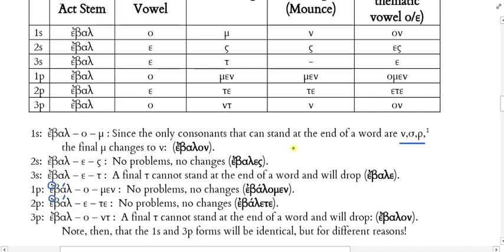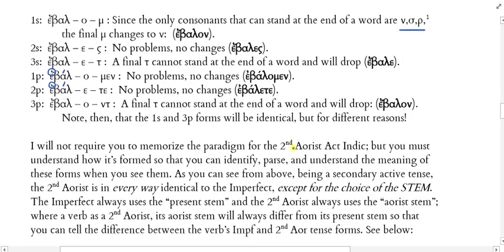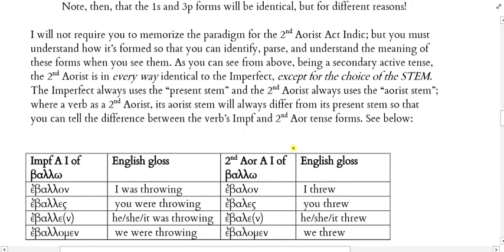All right. So let's go to this next little paragraph. This is important, so I'm going to just read it to you. I will not require you to memorize the paradigm for the second aorist active indicative, but you must understand how it's formed so that you can identify, parse, and understand the meaning of these forms when you see them. As you can see from above, being a secondary active tense, the second aorist is in every way identical to the imperfect, except for the choice of the stem.